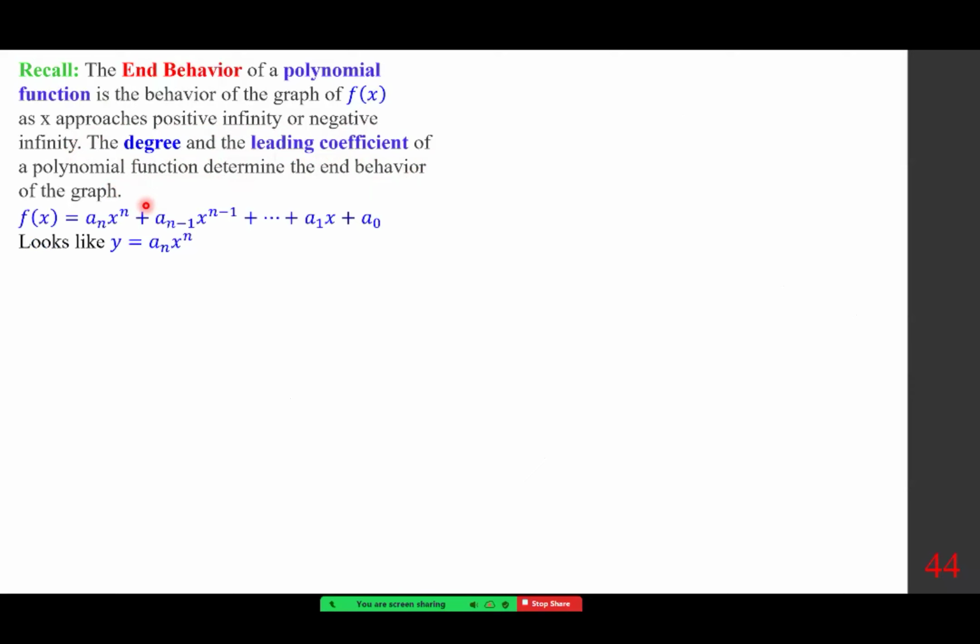A polynomial f of x is in the form a sub n x to the power of n plus a sub n minus 1 x to the power of n minus 1, all the way to a sub 0, where n must be a whole number. This is called the leading term, and ultimately the graph will look like that. That is the concept of the end behavior.